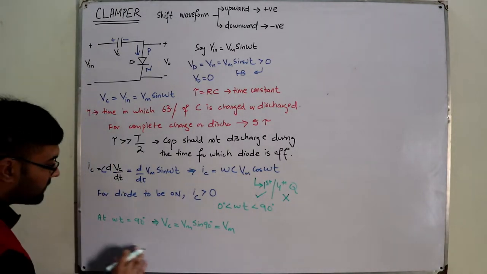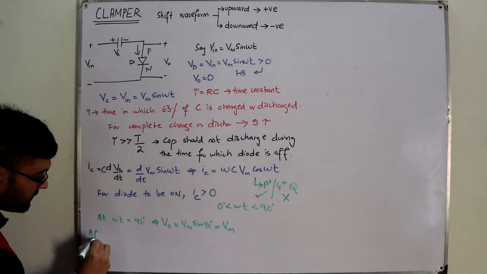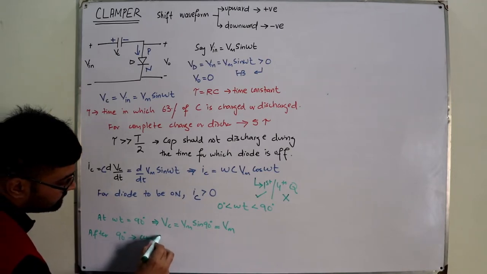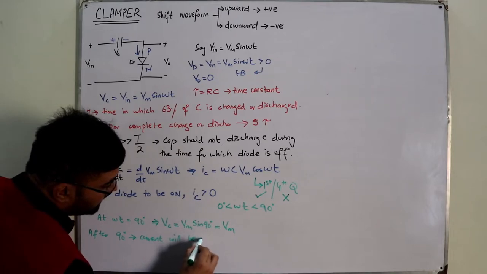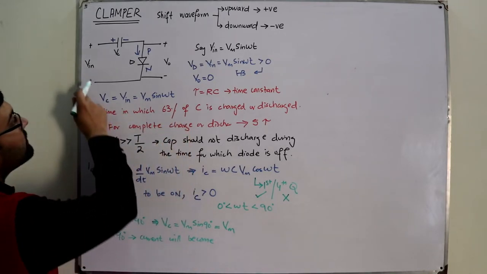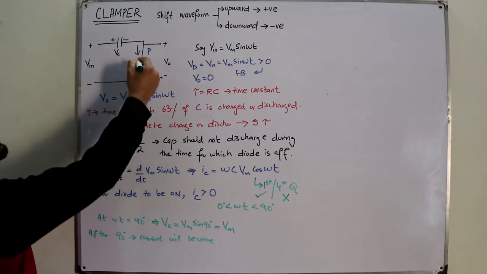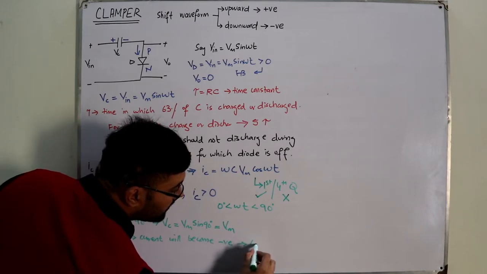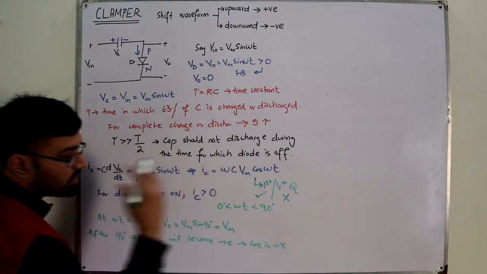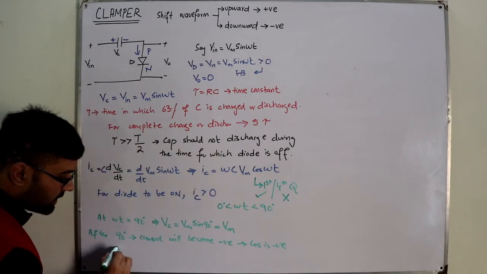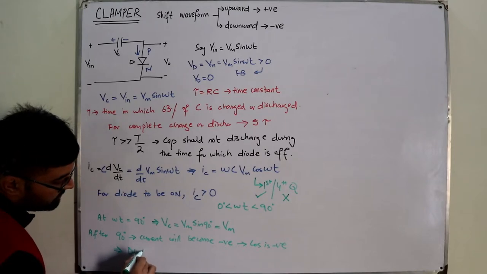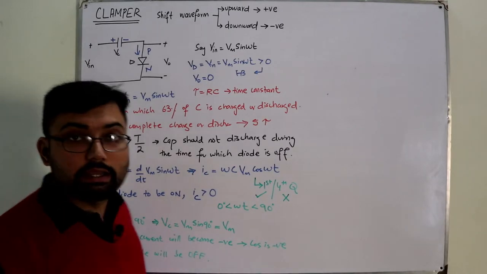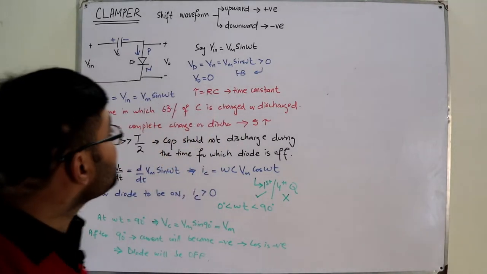So what do we have? Have a look. After 90 degrees, what happens? Current will become negative, that is, in the opposite direction. When it is in the opposite direction, it will not be passing through. Why? Because cos is negative after 90 degrees. So the overall effect would be that the diode will be off. Isn't it? So let's do the analysis for the diode off.